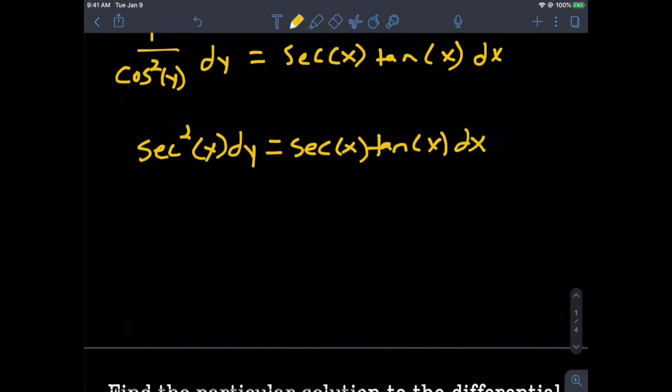Now that we've isolated our y terms, we can move on to the second step, which is to take the integral of both sides.